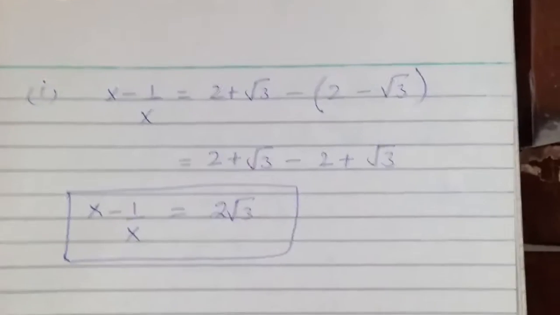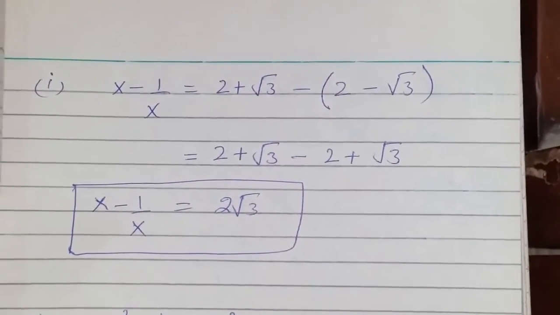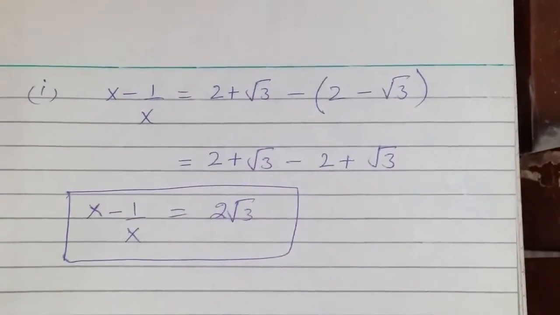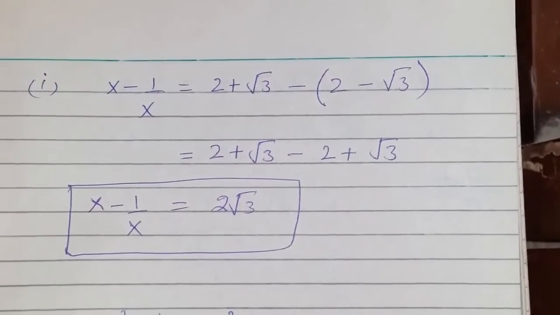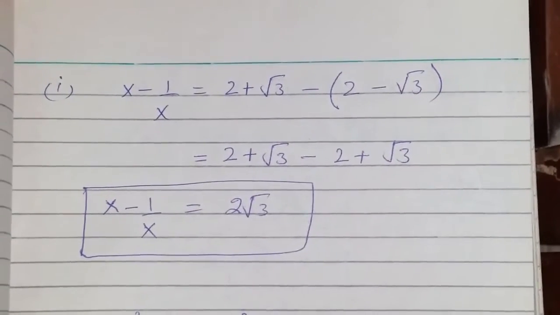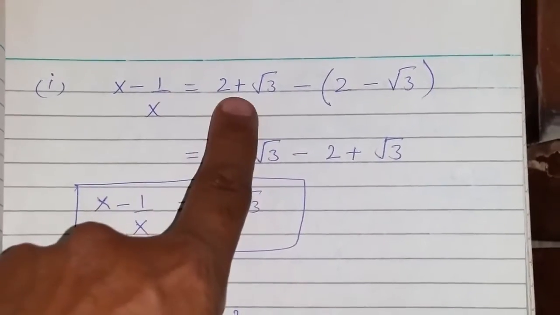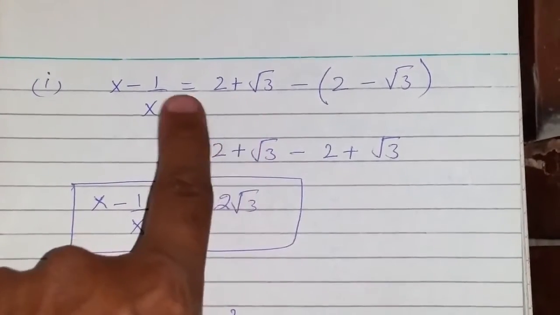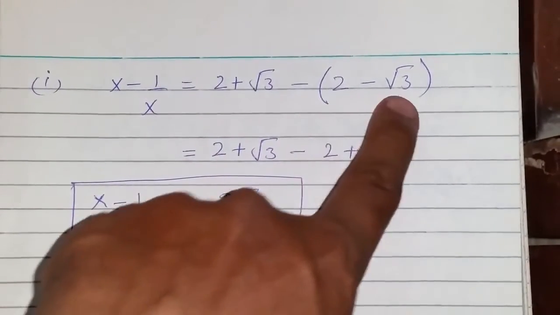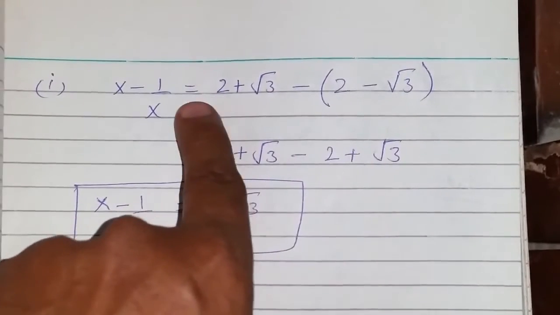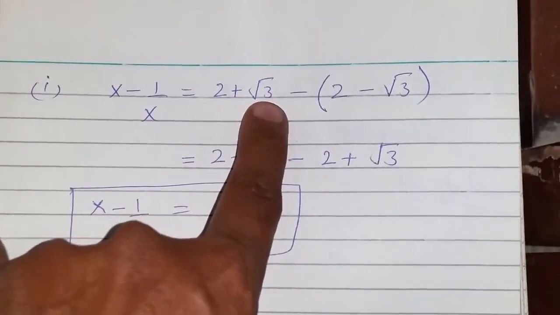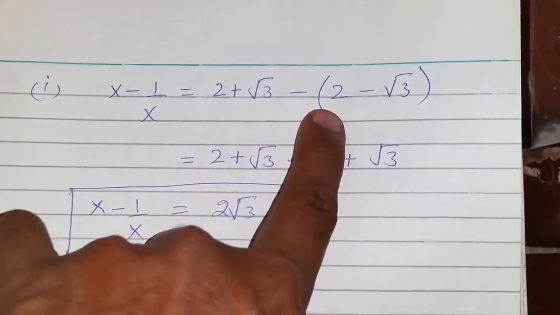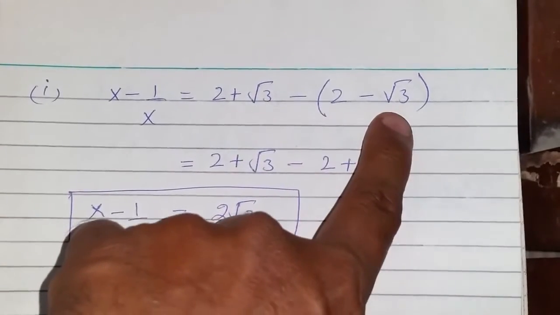So now I can again subtract x minus 1 over x. The value of x is 2 plus square root 3, and the value of 1 over x is 2 minus square root 3.